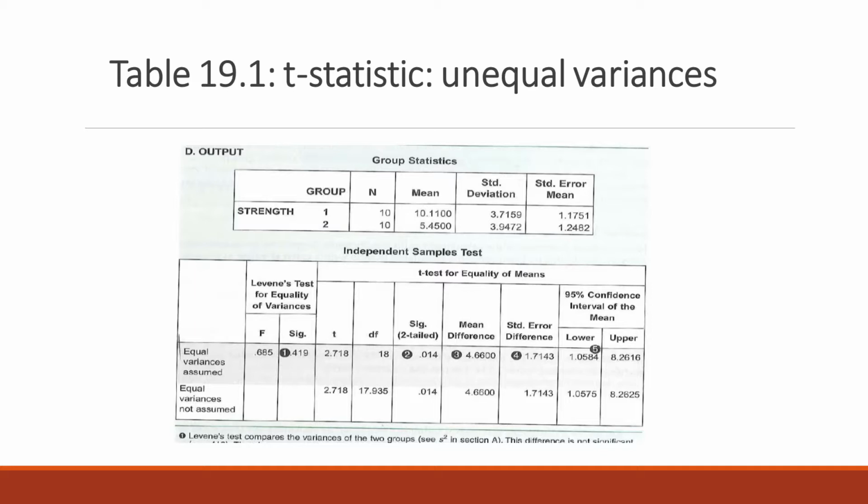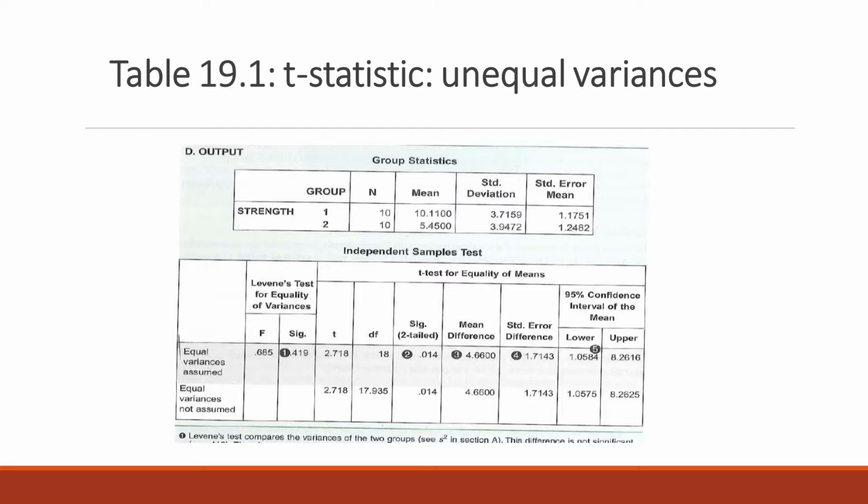Under the group statistics, you can see the two groups' means and standard deviations. Under the independent samples test, the Levene's test for equality is the test of homogeneity. Looking at the black circle with a 1 inside it, you see that the difference between the two groups is not significant. Therefore, we will use the t-test for equal variances.